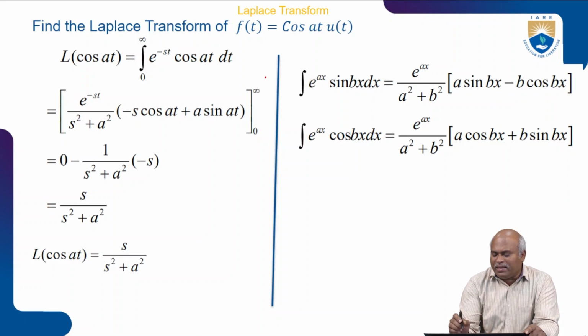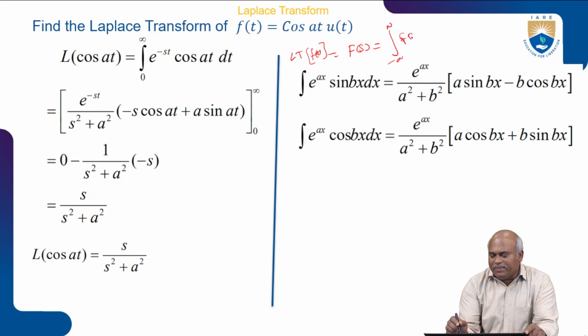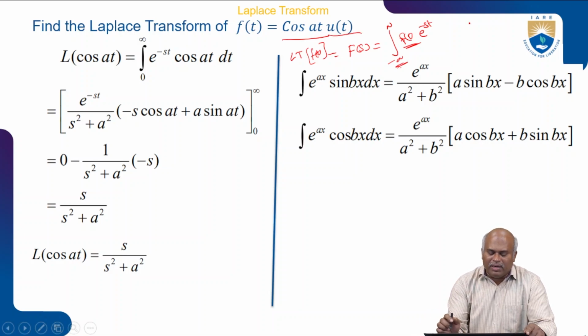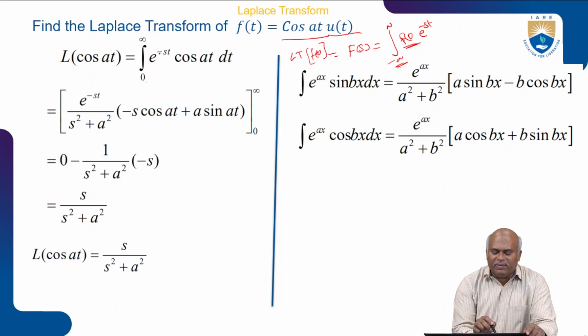As a formula, what will this represent? The integration, that is F of s. This is equal to the Laplace transform of f of t. Here the Laplace transform of f of t is equal to F of s, the integration of f of t e power minus st. So this f of t is the cos at. The limit is taken for u of t as 1. So that's why I write it as the integration from 0 to infinity of e power minus st cos at dt.